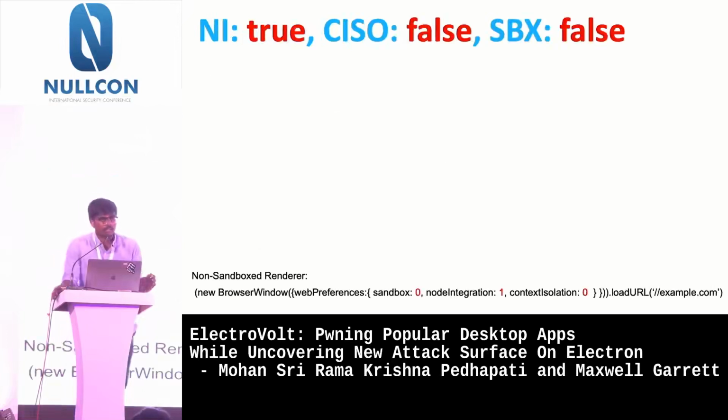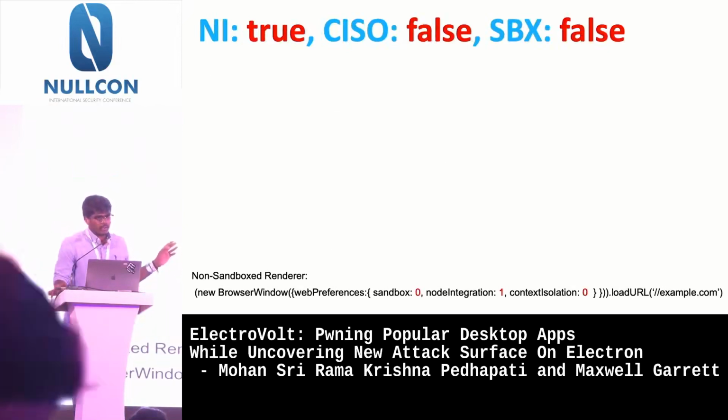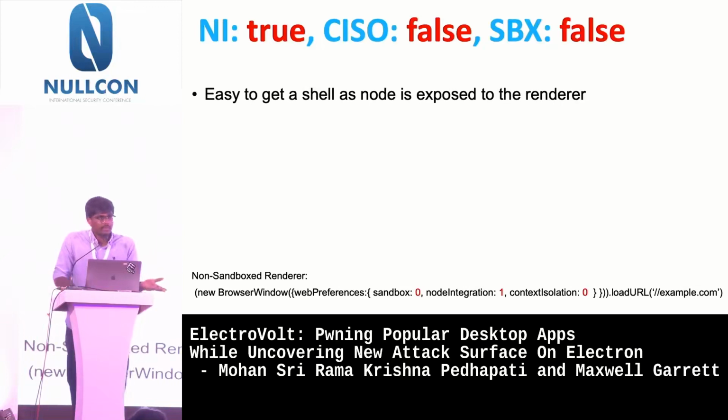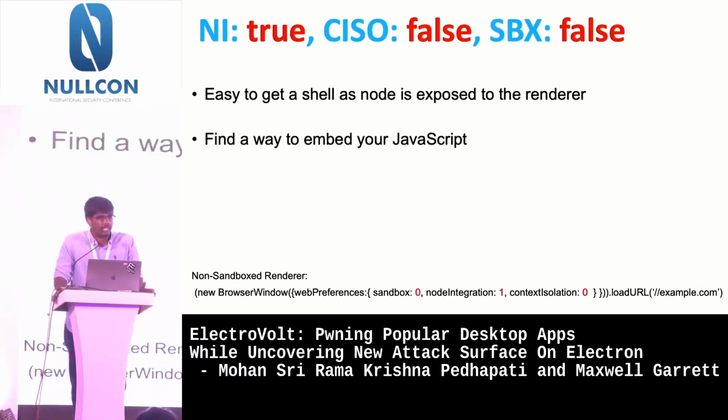Okay, let's see our first case study. So assume an Electron application using the node web preferences: node integration is true, context isolation is false, and sandbox is false, which means it is the least restrictive web preference, which means XSS is equal to RCE. It is a bad Electron application because it is very easy to get a shell, as node is exposed in the renderer and it is not sandboxed. So we just need to find a way to embed our JavaScript.